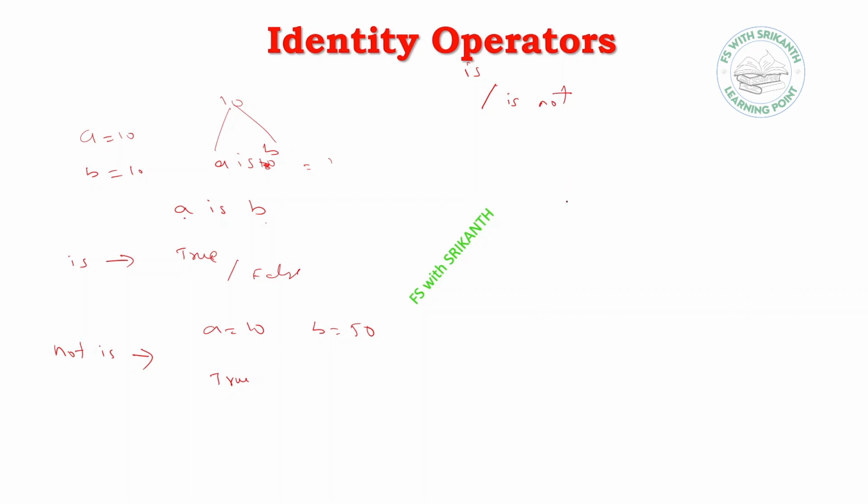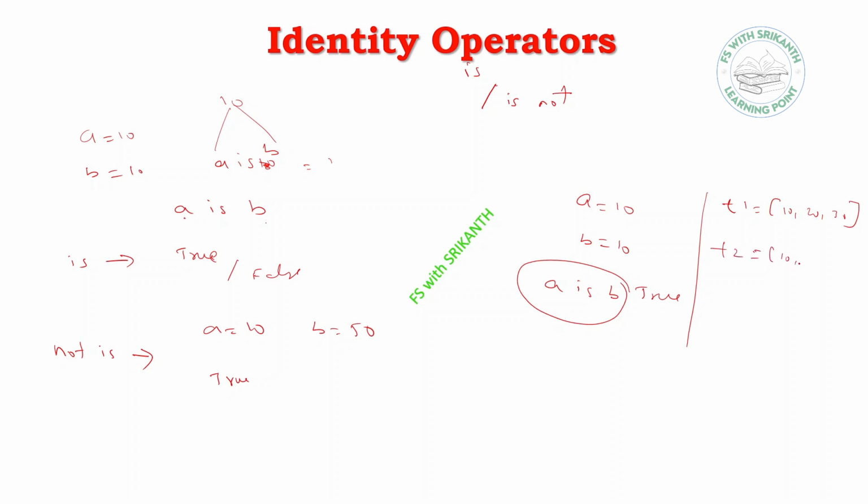So don't get confused. Suppose A equal to 10 and B equal to 10. A and B values are equal, so A is B is True. Don't treat it like that; the reference is completely different. So when we go with a tuple, T1 equal to 10, 20, 30 and T2 equal to 10, 20, 30. Here also the two tuples have the same values, even though T1 is T2 is different. The return is False.